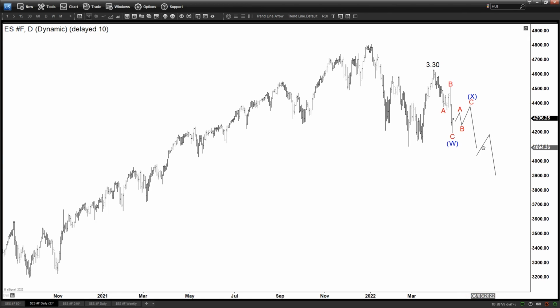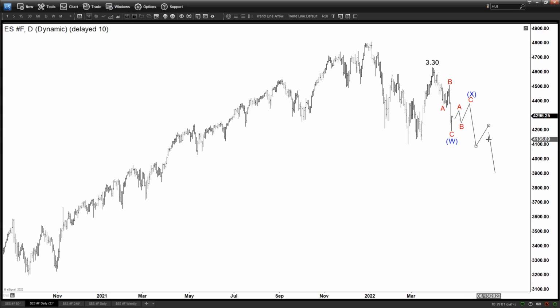Now we need 3 swings, and this should be ABC again, something like this. Now a lot of people are asking what will be in the internal. Well, the internal of the Y can be any corrective structure. It can be a flat, can be a zigzag, can be even another WXY. As long as it is corrective, it is possible as the internal of the W or the Y. Okay, all right, so that's basically the expectation.